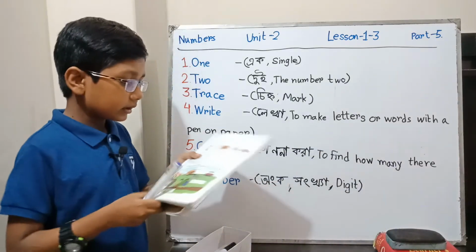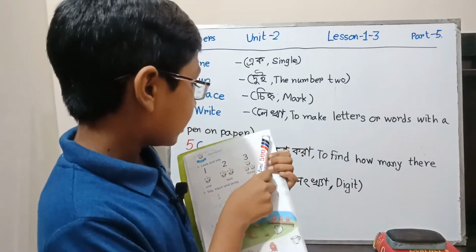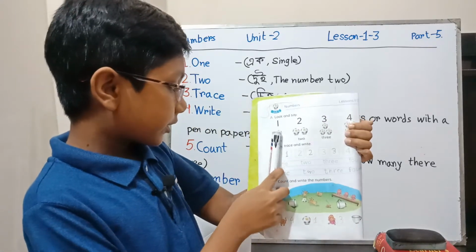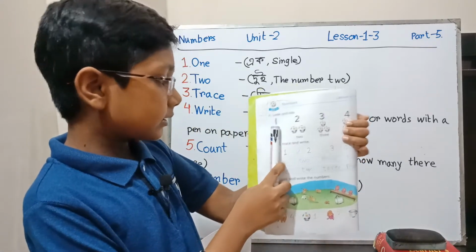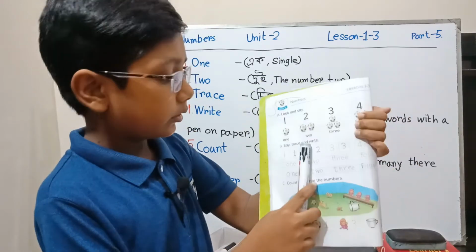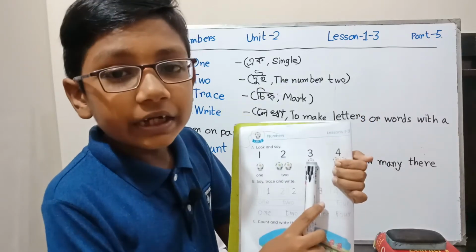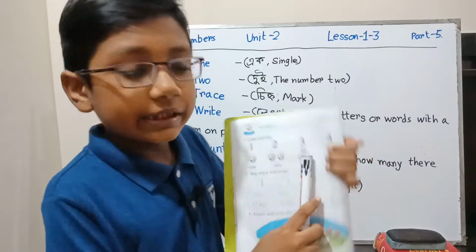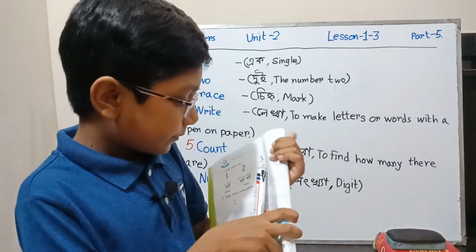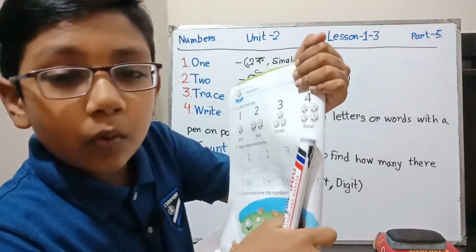So here, Numbers Lessons 1 to 3. Look, this is called one. Two, this is called two. Three, this is called three. Four, this is called four.